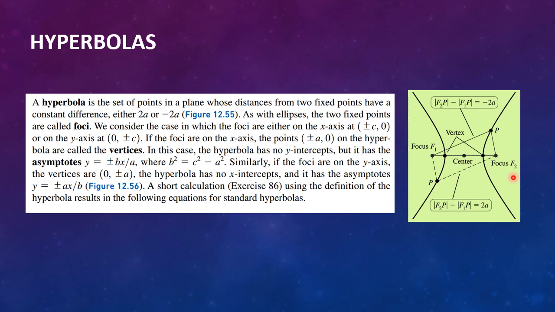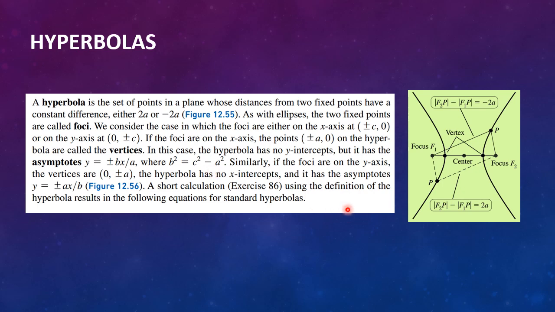We consider the case in which the foci are either on the x-axis, plus or minus c, 0, or on the y-axis, 0, plus or minus c. If the foci are on the x-axis, the points plus or minus a, 0, so a, 0 and minus a, 0, on the hyperbola are called vertices. In this case, the hyperbola has no y-intercepts, but it has the asymptotes y equals plus or minus bx over a, where b squared equals c squared minus a squared.